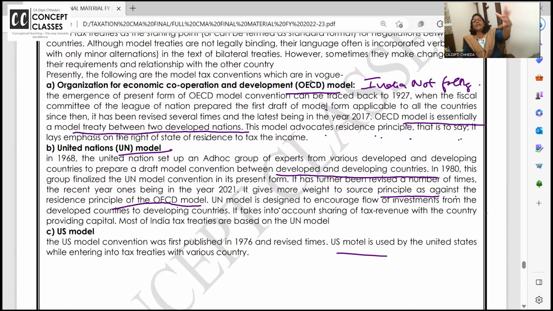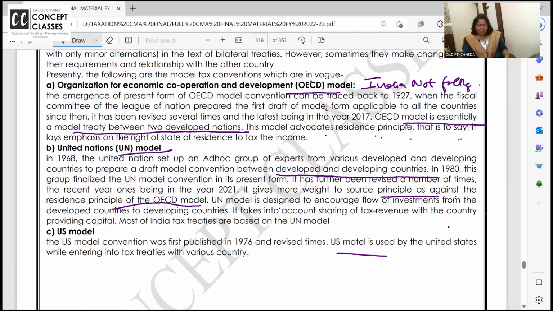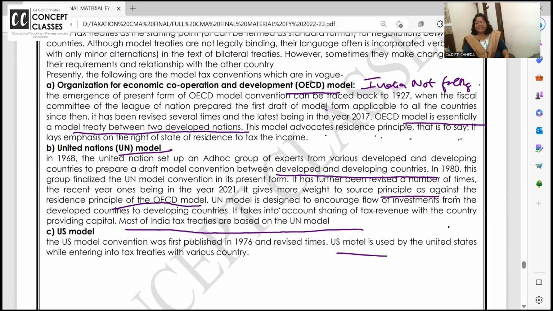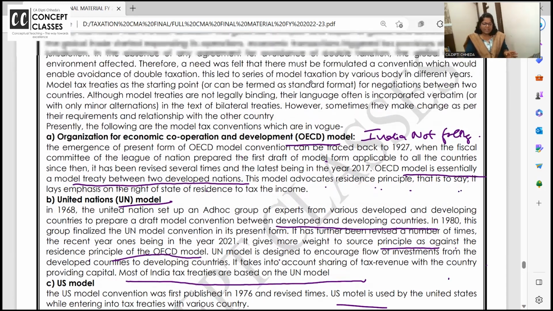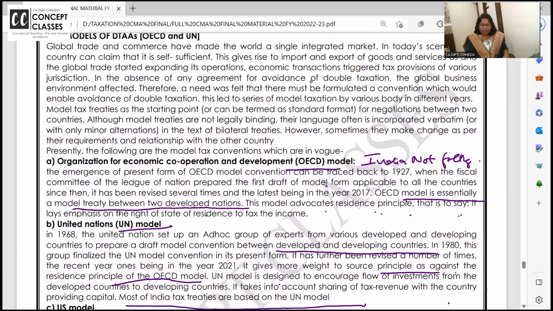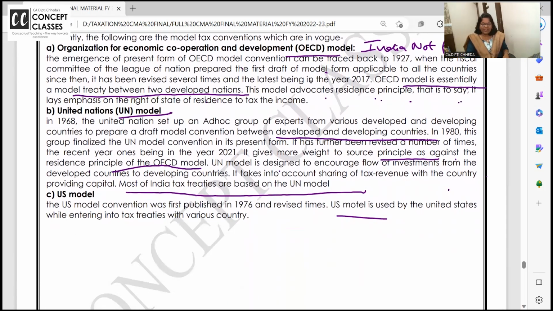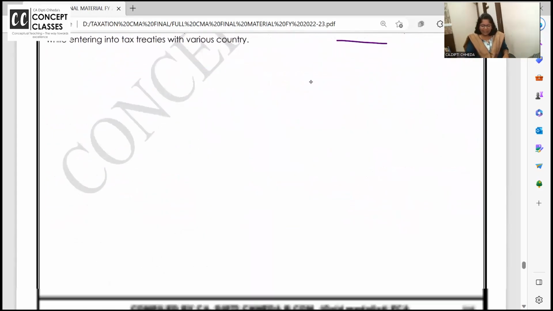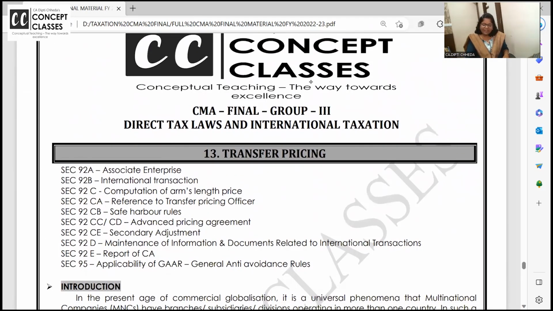हाँ, कौन टैक्स करेगा will decide ना कि कहाँ इनकम ज्यादा होगी. It takes into account sharing of tax revenue with the country providing capital. Most of Indian DTAAs with the other countries are based on the UN model. So how many models are there? OECD model, UN model, USA. We are following which model? UN model. All right. So here we complete with DTAA.